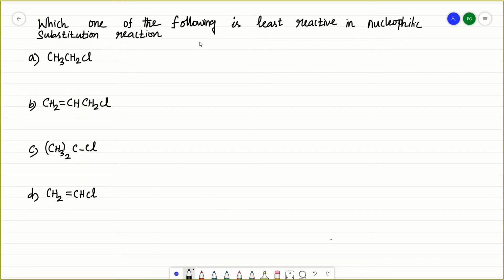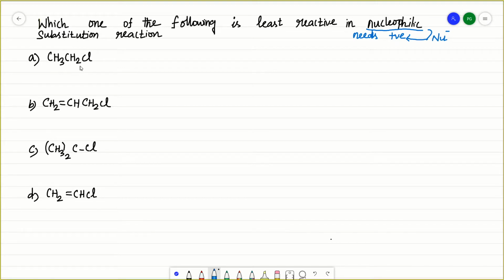Which one of the following is least reactive in nucleophilic substitution reaction? So first, what is nucleophilic substitution reaction? Nucleophile means it needs a positive charge, so it will be a negative charged thing. It goes and attacks a positively charged center. In nucleophilic substitution, one group is eliminated and in that place something else is substituted.